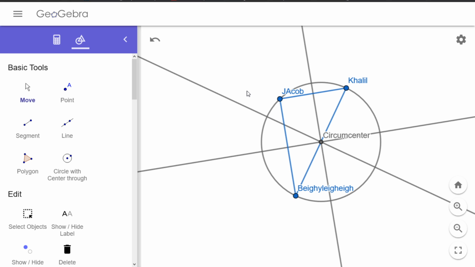You got two radii there. It's always the same distance for every point. The distance here is the same as the distance here, as the distance here. Let me color that in. These are all radii.